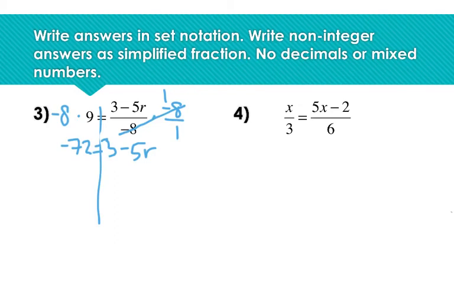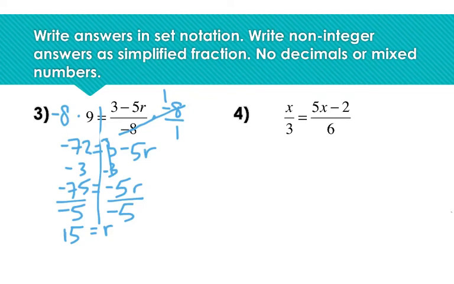Next up, solving for r, we'll get rid of the 3. So I'm doing the addition of 3, so we're subtracting 3 from both sides, which gives us negative 75 is equal to negative 5r. Don't forget to bring that sign. And now we're going to divide by negative 5, since we're multiplying negative 5 to r. And that will give us r is equal to negative 75 divided by negative 5, which is positive 15. In set notation, that will be {r | r = 15}.